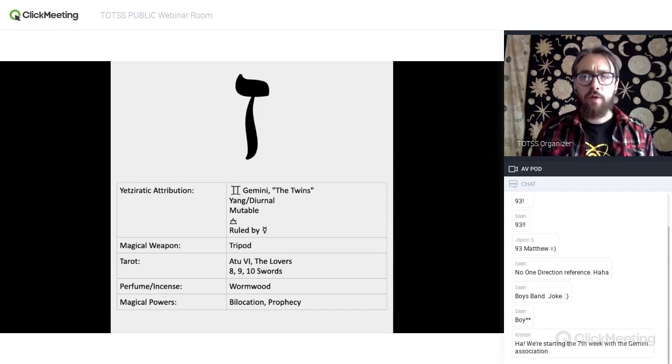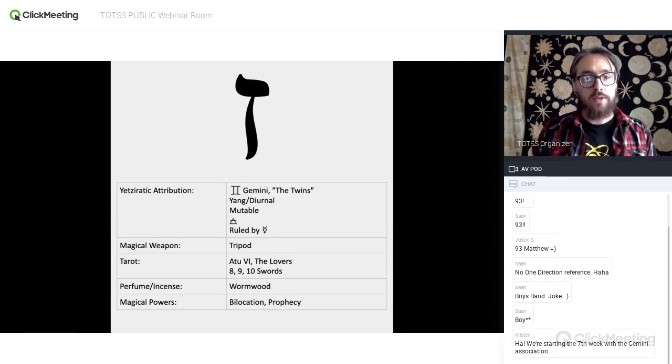All right, so for our magical weapon here, we have the tripod, which is an interesting one. The basic reference here is actually to the Delphic oracle, who sat upon a tripod, and the letters Zain and Gemini have this association with prophecies and with oracles, and part of that is connected with speech, which Gemini is very much connected with. Gemini people are known to be talkers, right? And again, that's coming out of Mercury and out of air. And so this idea of speech and prophetic speech is associated with Gemini. And we'll see that a few times as we go on.